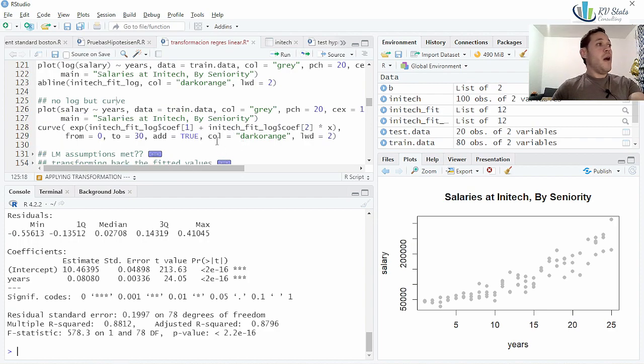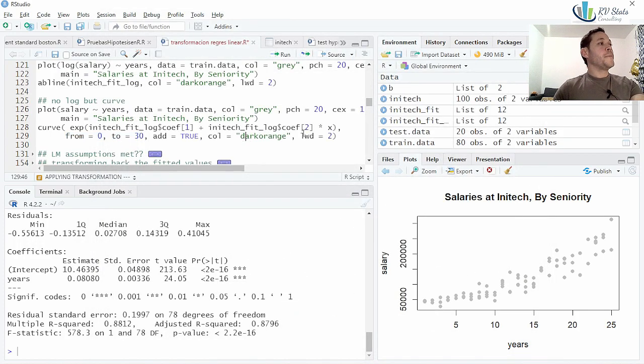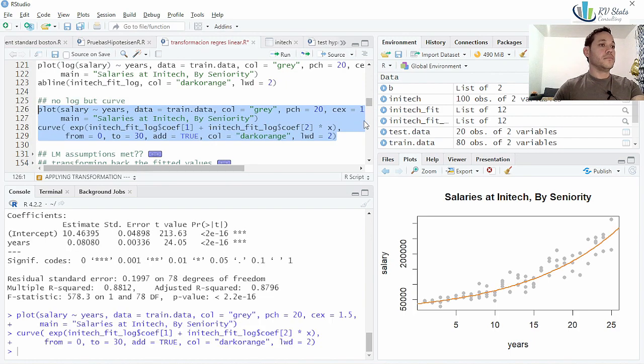Now, instead of applying, I'm going to use curve, because that way it's going to show my curve that I have here. Check the coefficients: that one is the intercept, and this one is the coefficient for my variable years. And who is X? Well, X is years, but I'm telling it to go from 0 to around 30. So you can see here, it's going from 0 to around 30. Okay, and then let's plot it together, and there you go.